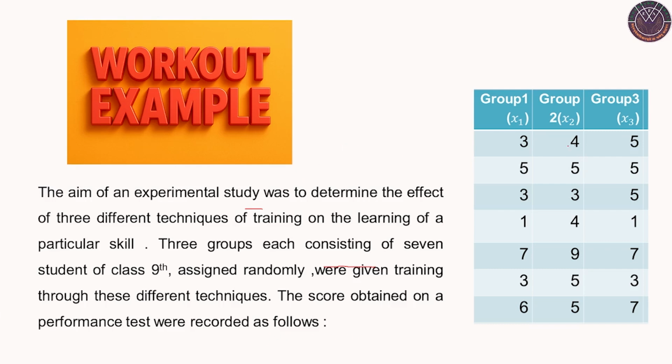So scores are there, you can see the scores of the first group, the second group, and the third group. How many participants are there in each group? 1, 2, 3, 4, 5, 6, 7. 7 participants are there, and they have been trained with different training techniques.